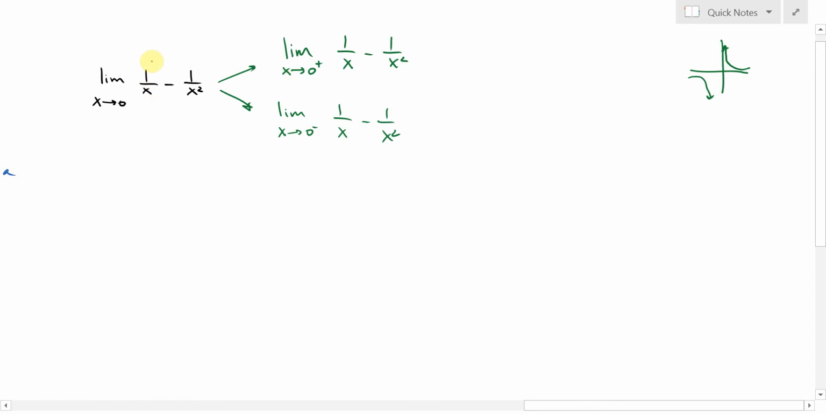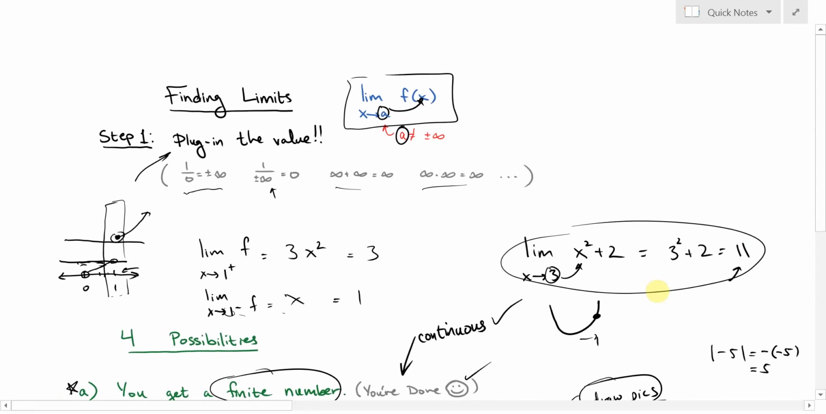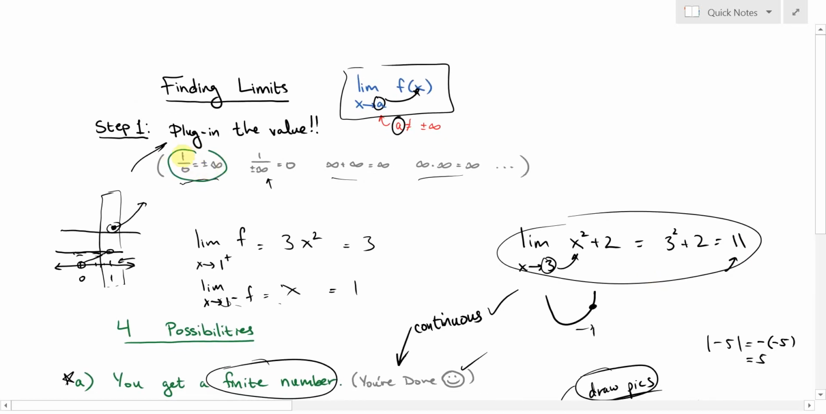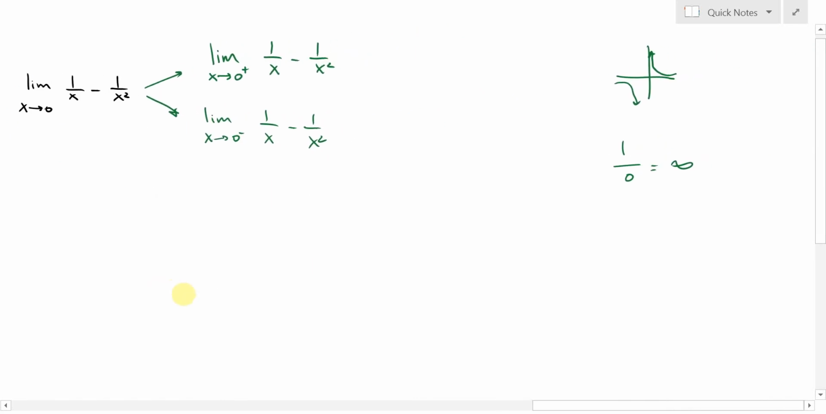So the reason I decided to break up one more time, just repetition is good, is because I was going to plug in the value, and I was going to use the fact that 1 over 0 is infinity, but then I realized, hey, wait a minute, back to the front of the video, 1 over 0 is not just infinity, it could also end up being a minus infinity, and it could depend on whether you're coming in from the left and right.